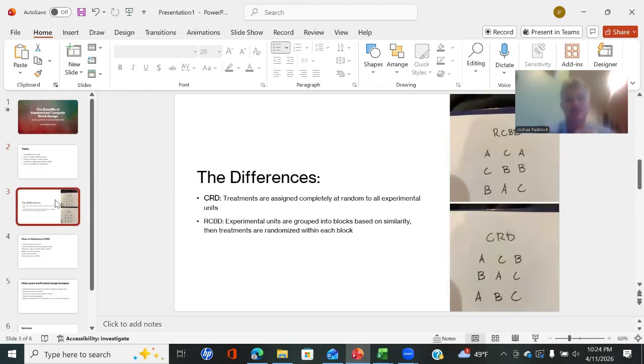The key differences between CRD and RCBD is treatment allocation. For CRD, treatments are assigned completely at random to all experimental units, and the best way I could figure out to do that was just draw it out like you had done in class. So I drew that out. And in RCBD, experimental units are put into blocks based on similarity. Then treatments are randomized within each block, and I drew that out kind of the way it was drawn out in class again for the top picture.